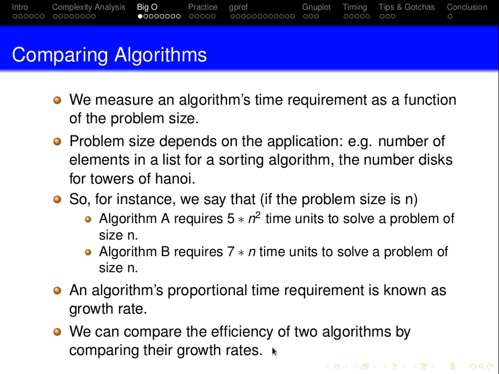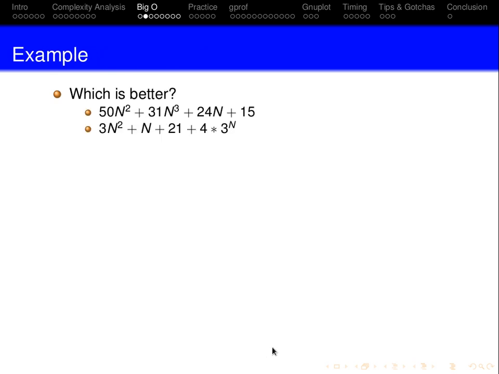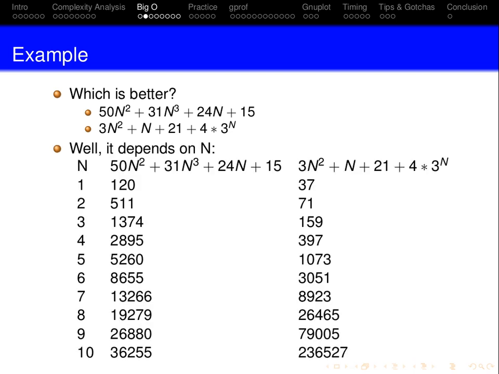We call it the growth rate. We compare the efficiency of algorithms by comparing their growth rates. All right, let's look at another one. Which one of these two is better? Look carefully. First one. It depends on n again. All right, well, let's go look at it.